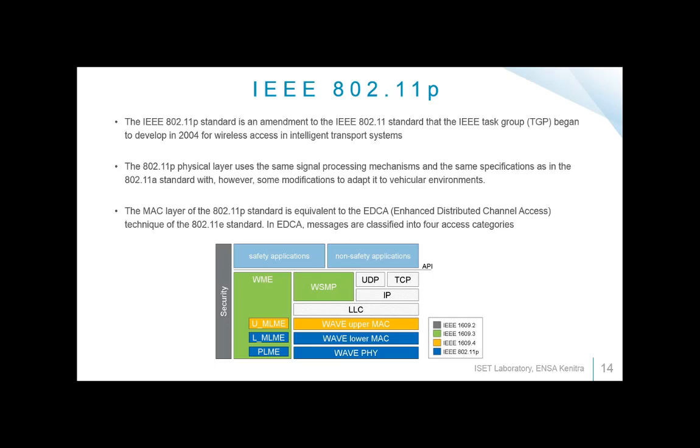The MAC layer of the IEEE 802.11p standard is equivalent to the EDCA technique of the 802.11e standard. In EDCA, messages are classified into 4 access categories.